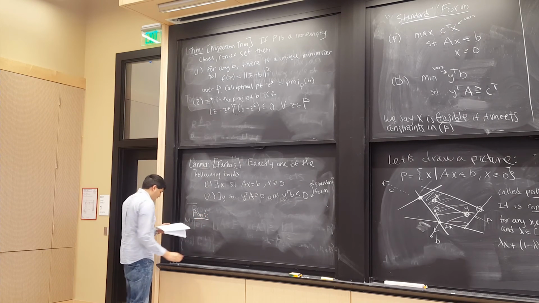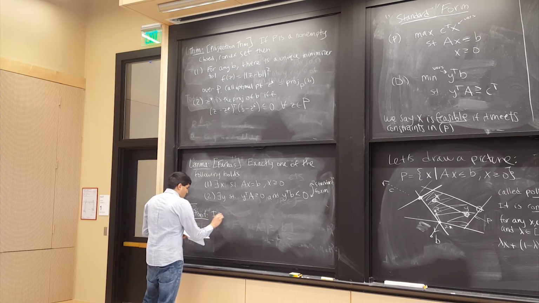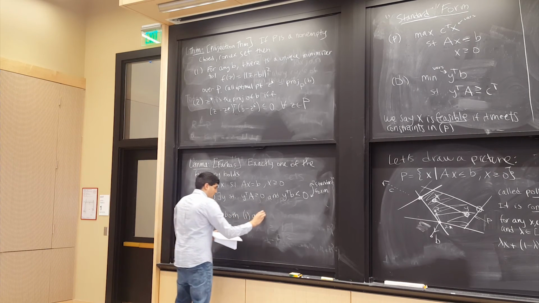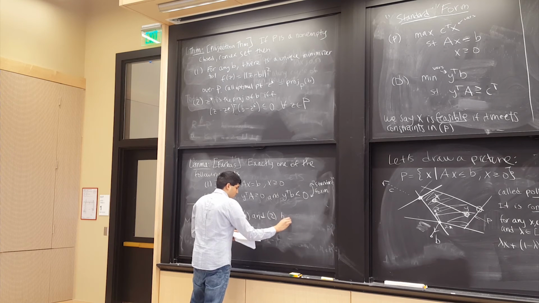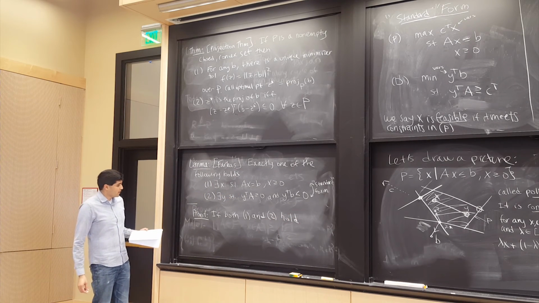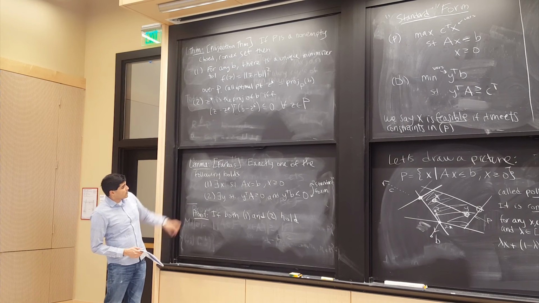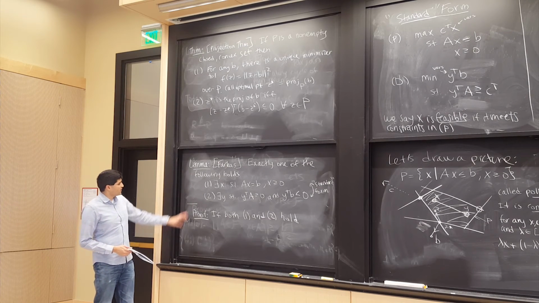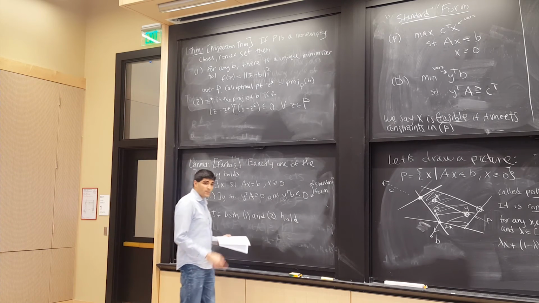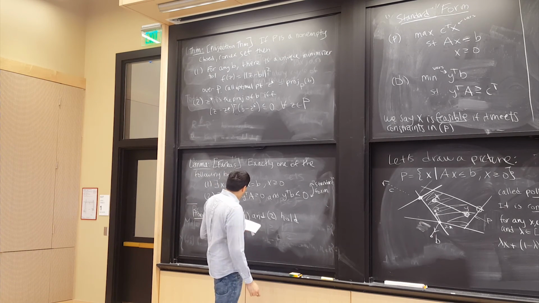And what I'll claim is the following. This is the first part of proving Farkas' lemma, which is relatively straightforward. When we want to prove that exactly one of the following holds, let's imagine both of them hold, and we want to prove a contradiction. We want to prove that this can't happen.